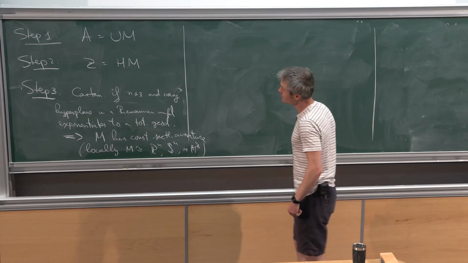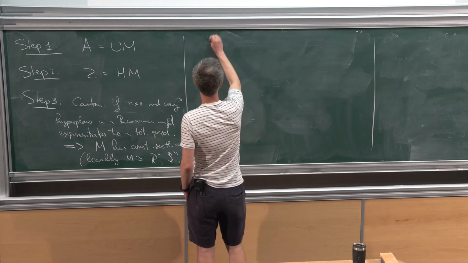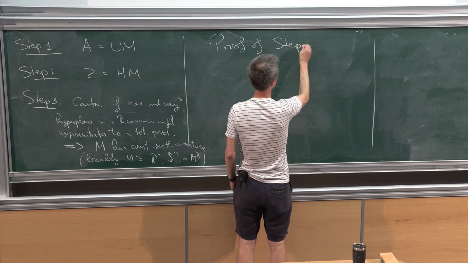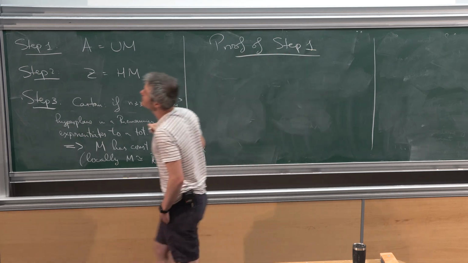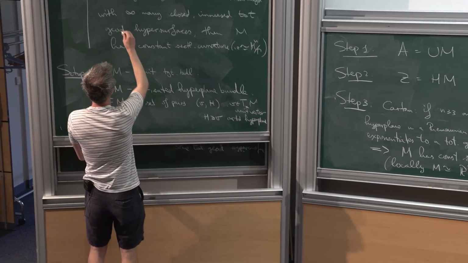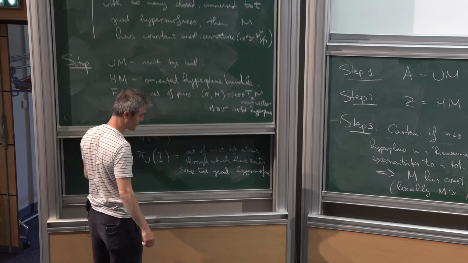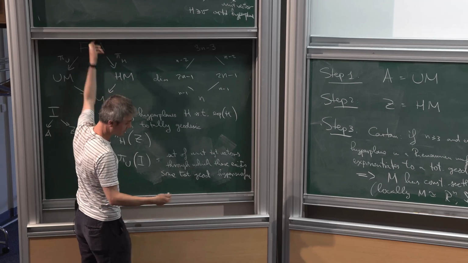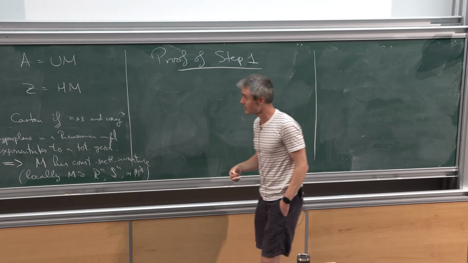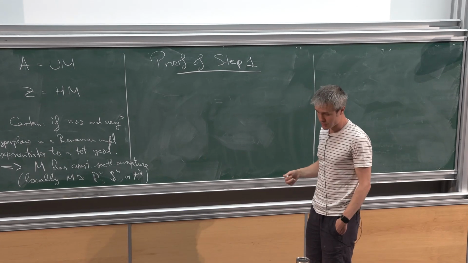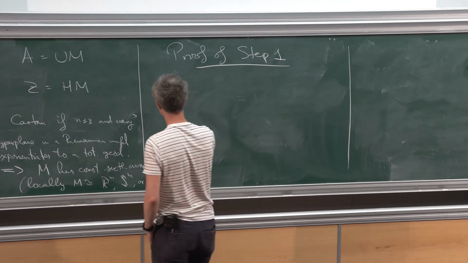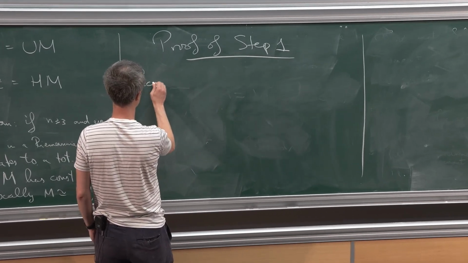So let's move on to step 1. In step 1, we're going to use the crucial assumption that the Riemannian metric is real-analytic. So this is a very strong assumption, which we'd like to be able to drop, but we cannot, at least for the moment. So let me recall a few things.